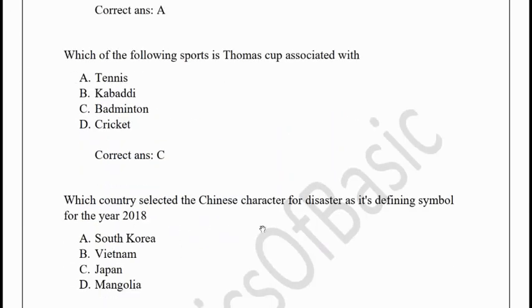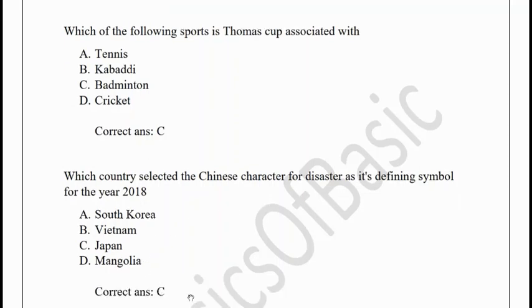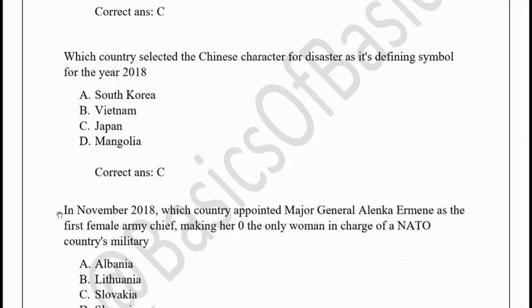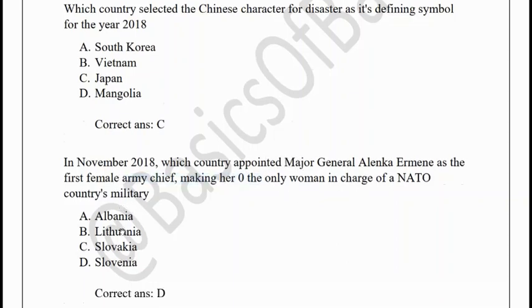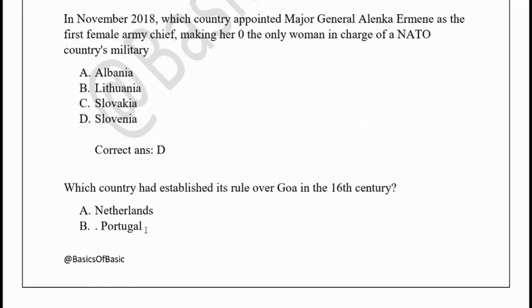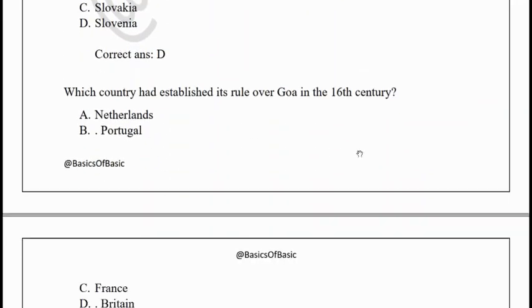Which country selected the Chinese character for disaster as its defining symbol for the year 2018? See, it is Japan. So this was also in news in 2018. See, they have also mentioned in which month of the news they have produced it. In November 2018, which country appointed Major General Alenka Ermenc as the first female army chief, making her the only woman in charge of a NATO country military? So it is Slovenia.